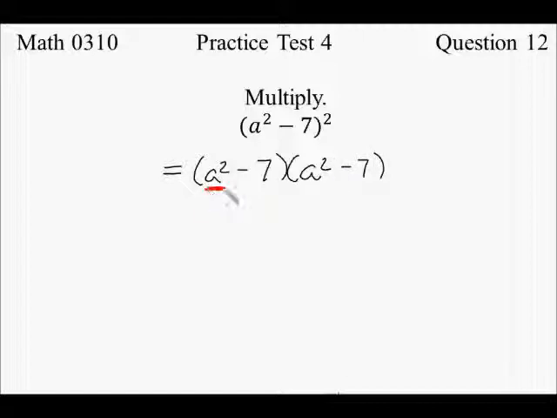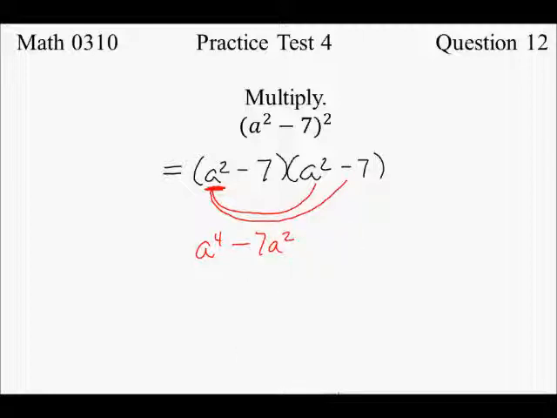So we'll take a squared and multiply it into the first term here, a squared. So a squared times a squared, we can add these exponents here. a to the 2 plus 2 would give us a to the 4th. And then a squared times a negative 7 would give us negative 7a squared.